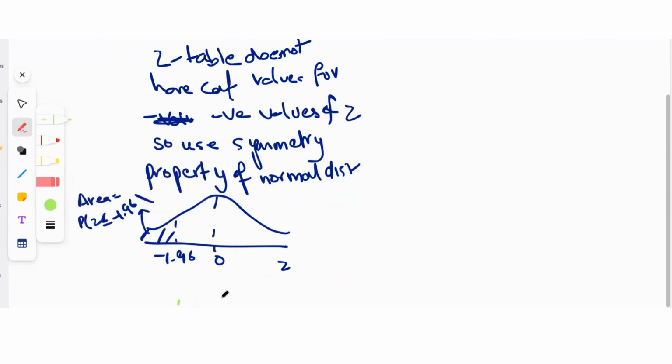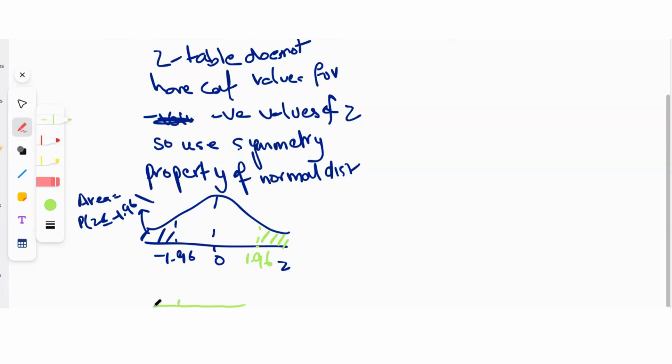Now the idea is this. By the symmetry property, because it's symmetric around the mean, which in this case is 0, the left-hand side and right-hand side are mirrored images of each other, centered at 0. So the probability Z is less than minus 1.96 by symmetry is the same as this area. So essentially we want this area.